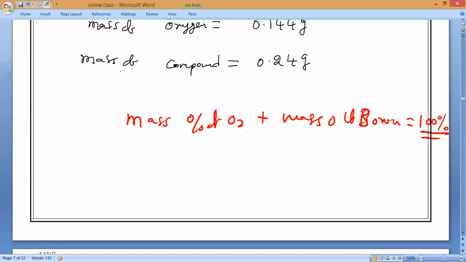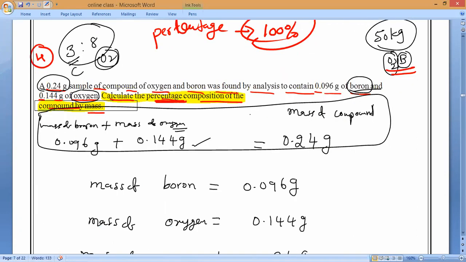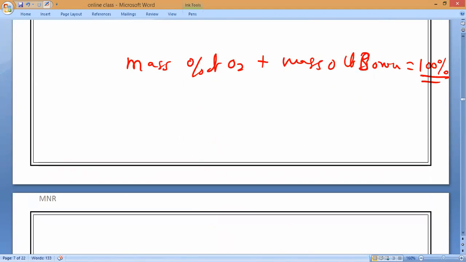I will teach you the formula. You all should learn it at this moment. Whenever in future they ask you to find a mass percentage like this, all of you should remember the formula. First, is boron or oxygen given first? Check it in the question. Boron is given first. So let me write the heading, all of you.